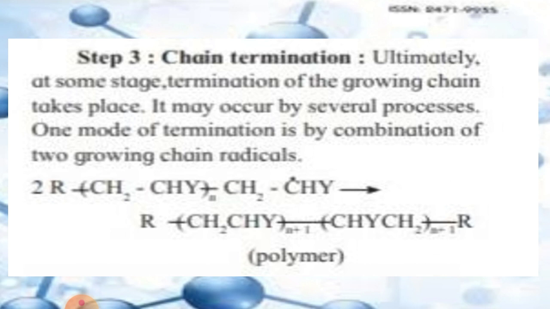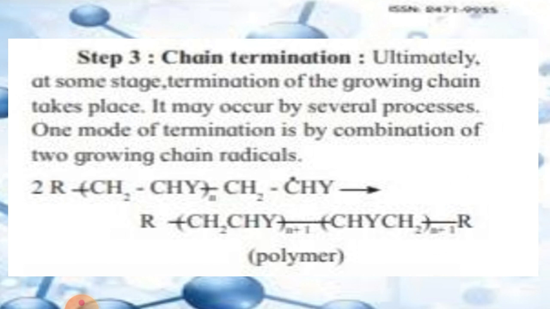Here you see, students, in the product the reactant has been converted into R-CH2-CHY-n plus 1. Why n plus 1? Because here we add both of the monomers. Here n plus 1 links with the other reactant monomer and we get the polymer. Here we have completed the free radical polymerization process.